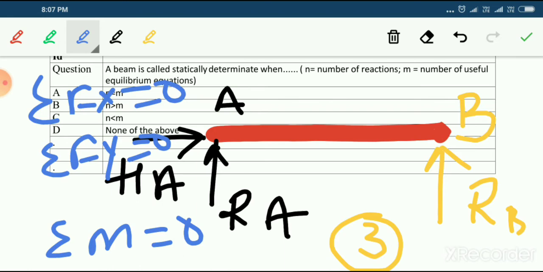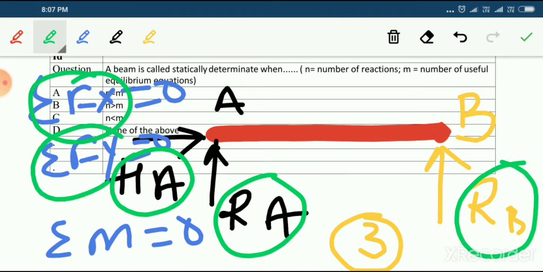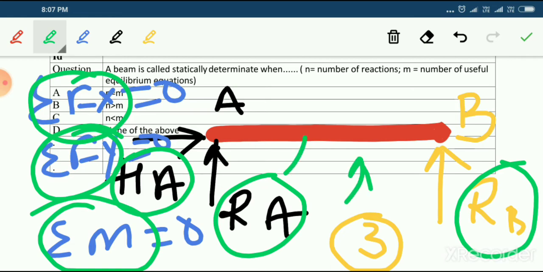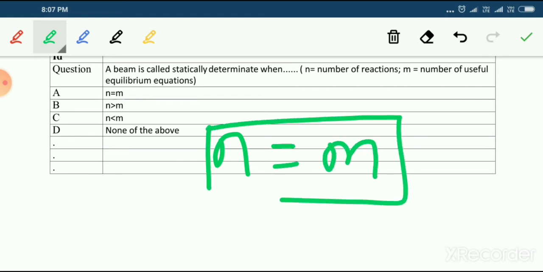So for this beam, how many unknowns are there? Total number of unknowns are 1, 2, 3, and number of static equations is 3. That's why if the reactions in the beam can be calculated by static equilibrium equations, then that type of beam is called statically determinate beam. This is a simple formula you have to remember. So which is the correct answer? Number of reactions should be equal to number of useful equilibrium equations, then that type of beam is called statically determinate beam. A is the correct answer for this question.